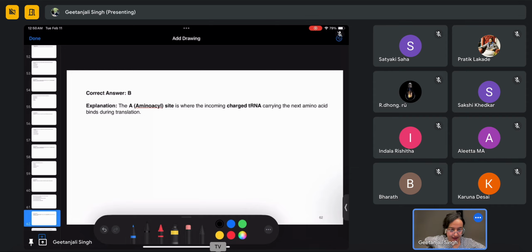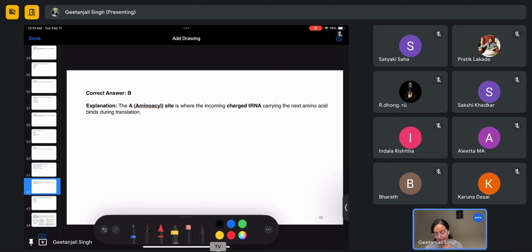Yes, you're right. The answer is B. It is called aminoacyl site, where the tRNA comes, and before shifting to P to form the peptide bond, that's how it enters the ribosome. So yes, site A is where the incoming charged tRNA carrying the next amino acid binds during translation. Very good.